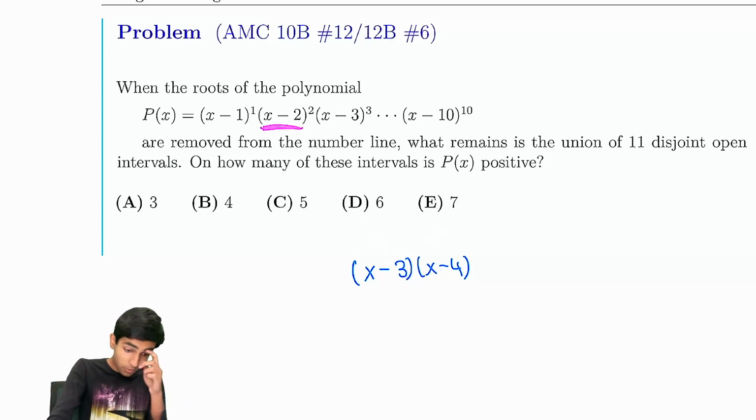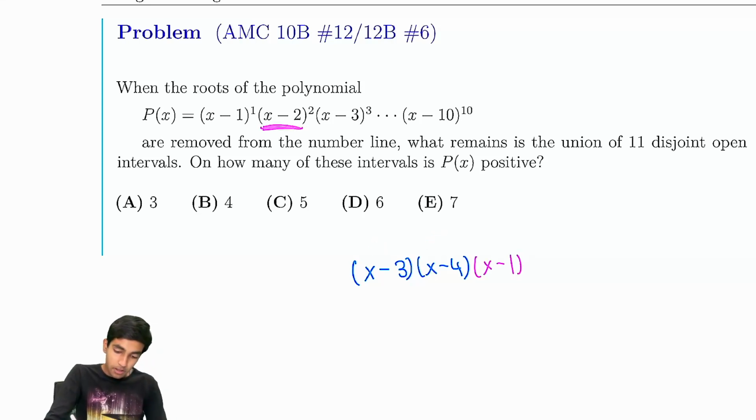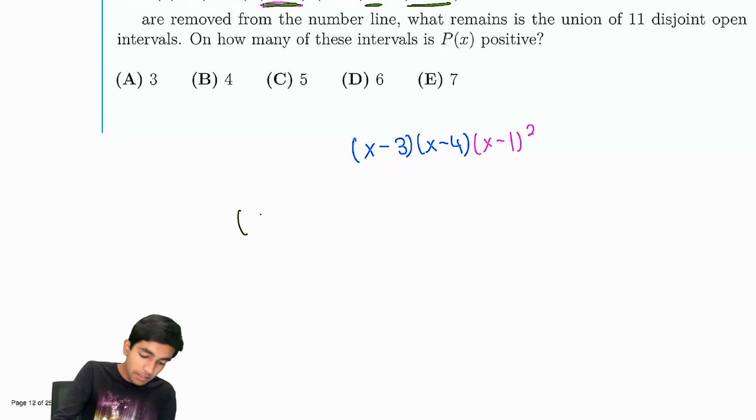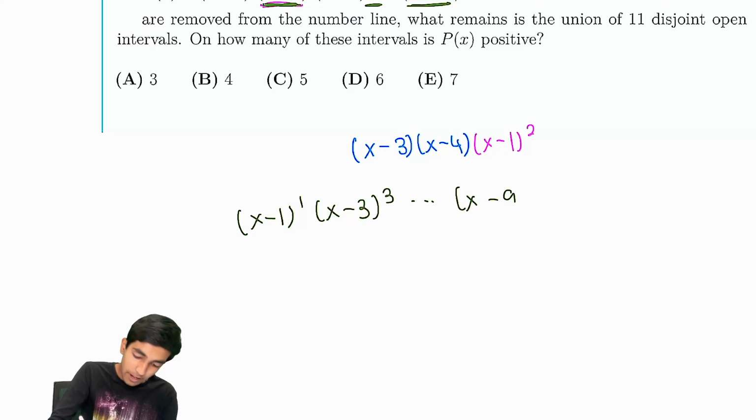But then what happens when we have (x minus 1) squared here? The thing is, (x minus 1) squared doesn't really affect the sign because it's a square. So we just say, okay, at 1 it's 0, but even then, all the values less than 3 will still result in a positive value because negative times negative, and then this is always positive. So that's the key idea here. We're just going to ignore all of these square terms, and we're just going to be left with (x minus 1) to the 1, (x minus 3) cubed, and so on up to (x minus 9) to the 9th.